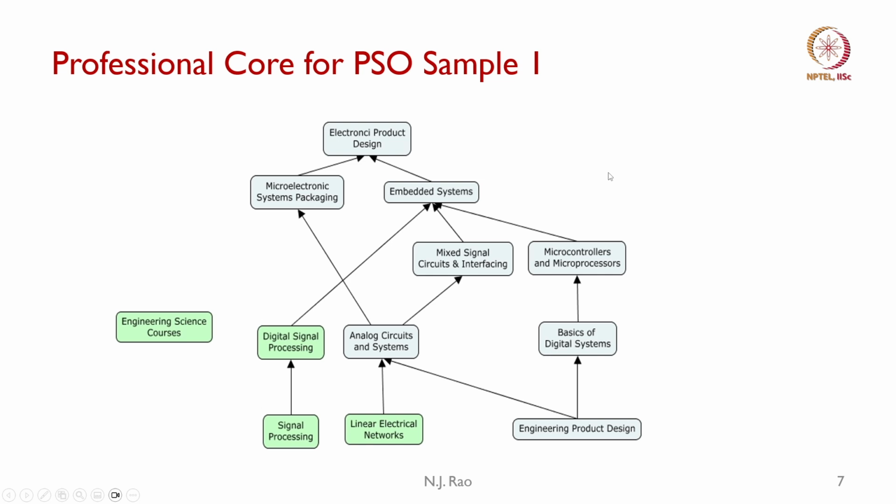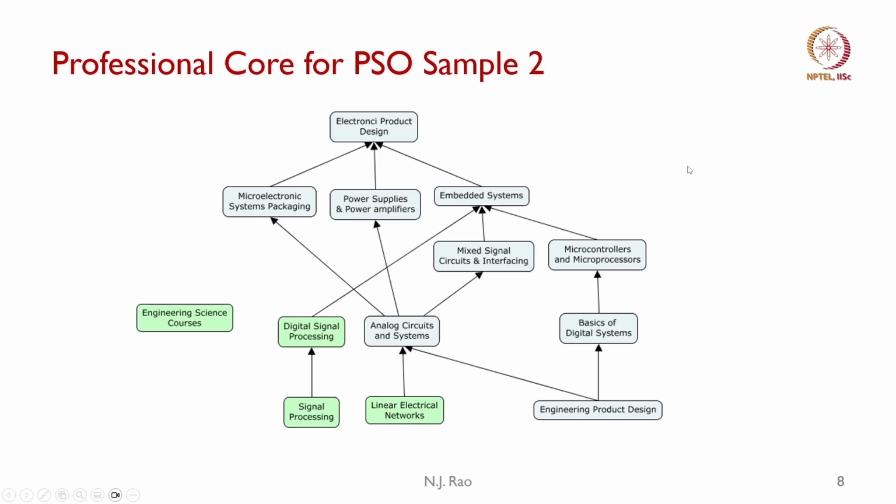Okay. Now let us look at PSO sample 2. You now add an extra course here: power supplies and power amplifiers, or whatever you want to call it. Power supplies and battery management, and also include power amplifiers as required. So the scope can be very, very large here, and one has to be careful with this. Maybe a 2:0:1 course will meet at least the first level requirement. So the core courses for sample 2 will be different for electronics.